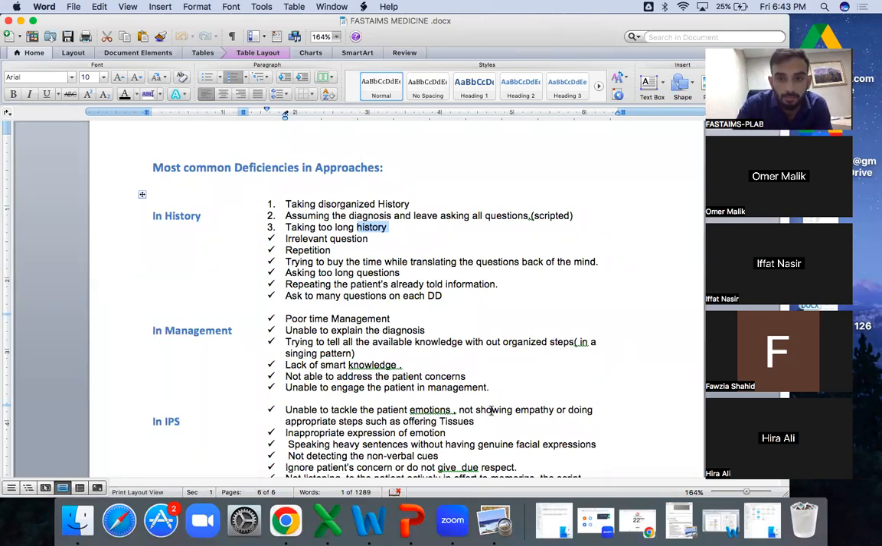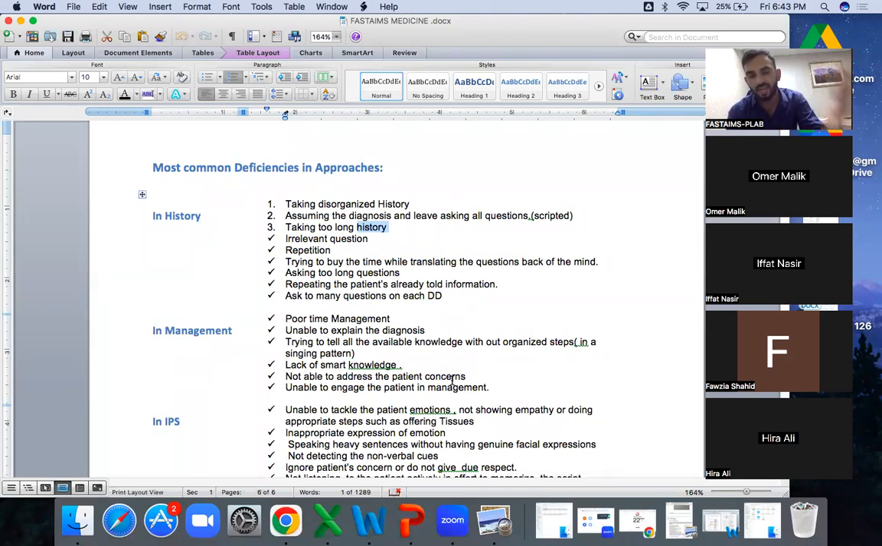Okay. Lack of smart knowledge, of course, stays the same. Next, not being able to address the patient's concern. This is again common, because you want to tell something, but the patient is asking something else, and you are not addressing what the patient wants to ask. Sometimes you don't find time to know about the patient's concern. Then it is written in the exam question booklet that this question you need to ask, and if you don't ask, they don't give you the mark.